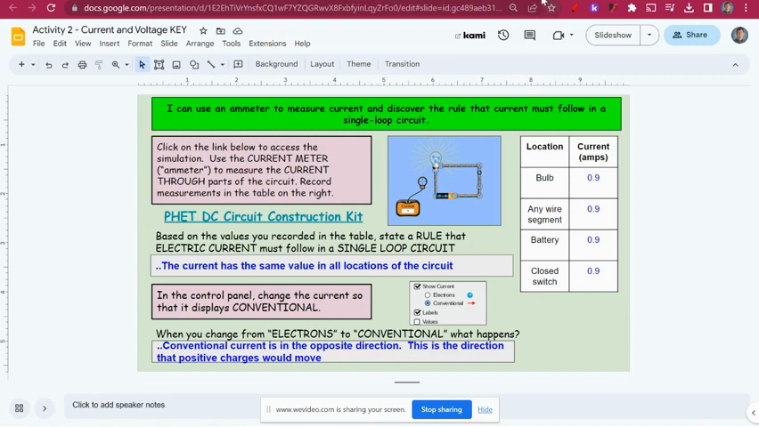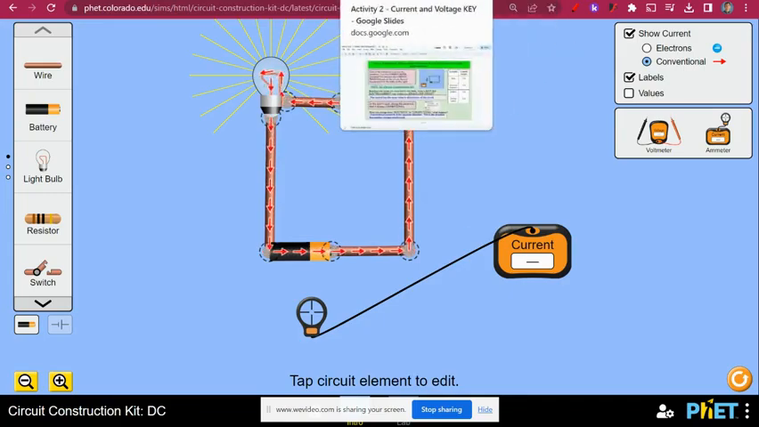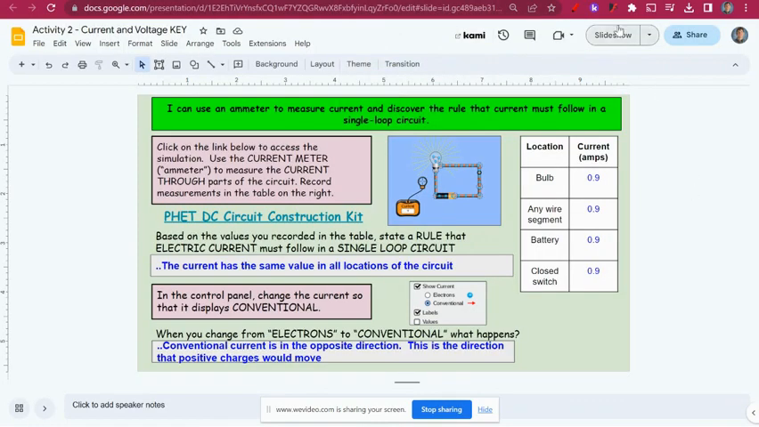And there is a question here about conventional current at the bottom. And conventional current is basically going in the opposite direction. If you're wondering what conventional current is, it is the direction that positive charge would move, if positive charges could move. So it's the opposite of electron current. All right, so that was that.